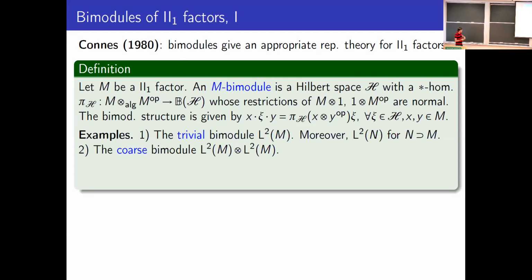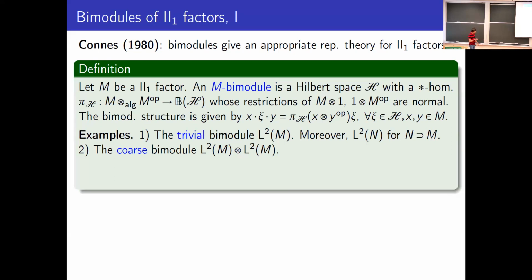All right, so here are some examples. The trivial bimodule L2 of M, which showed up earlier, has an M bimodule structure given by left and right multiplication of M. More generally, if you have a II1 factor, let's say N, which contains M, L2 of N will be an N bimodule, therefore an M bimodule as well.